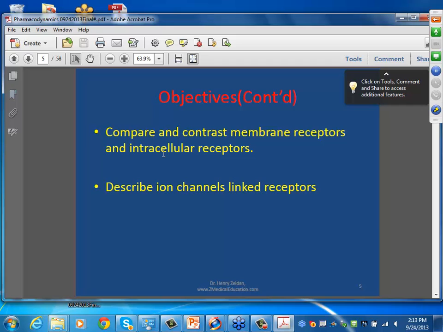And as I stated here, as a follow-up to it, compare and contrast membrane receptors and intracellular receptors. You have to have a clear understanding of the mode of action on those receptors. When we address molecular signaling, we're going to spend some time and talk about ion channel linked receptors. You have to have a full understanding of ion channels before you move on and address details in the autonomic nervous system.